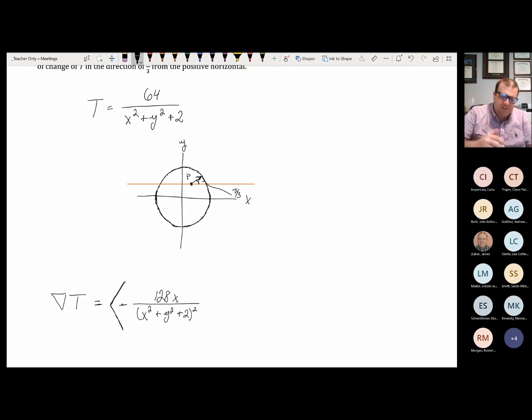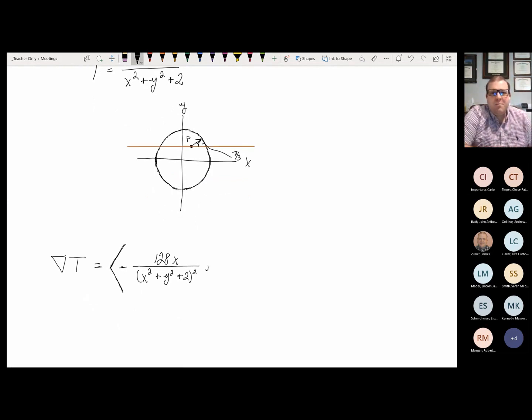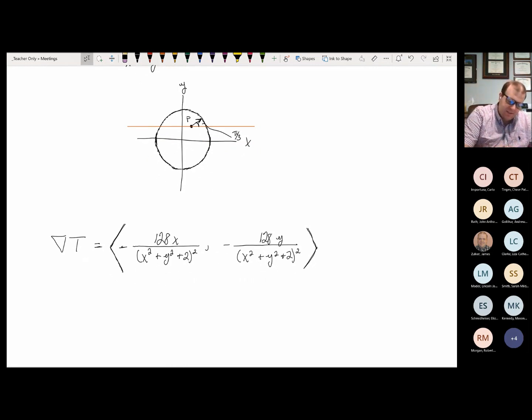I agree. Right, now here's the cool thing. The second component is going to be the same, except it's now y instead of x. Right, now we have to evaluate this at our point, which was (1, 2). So that is, you don't have to use quotient rule. That'd be a power chain rule.